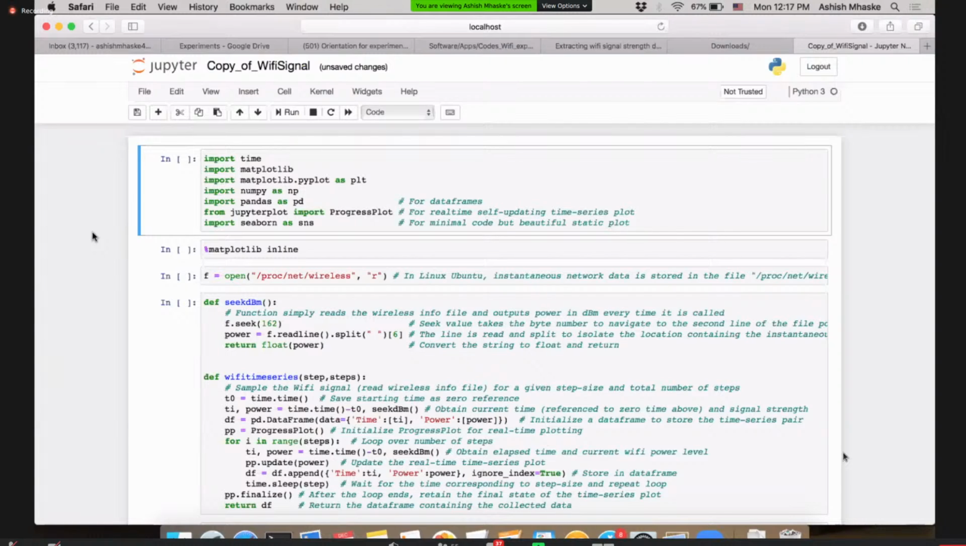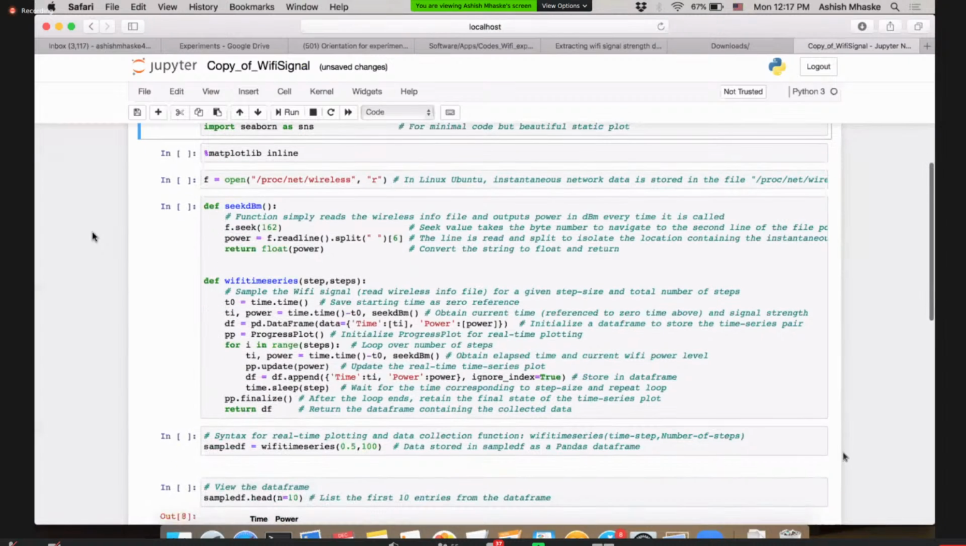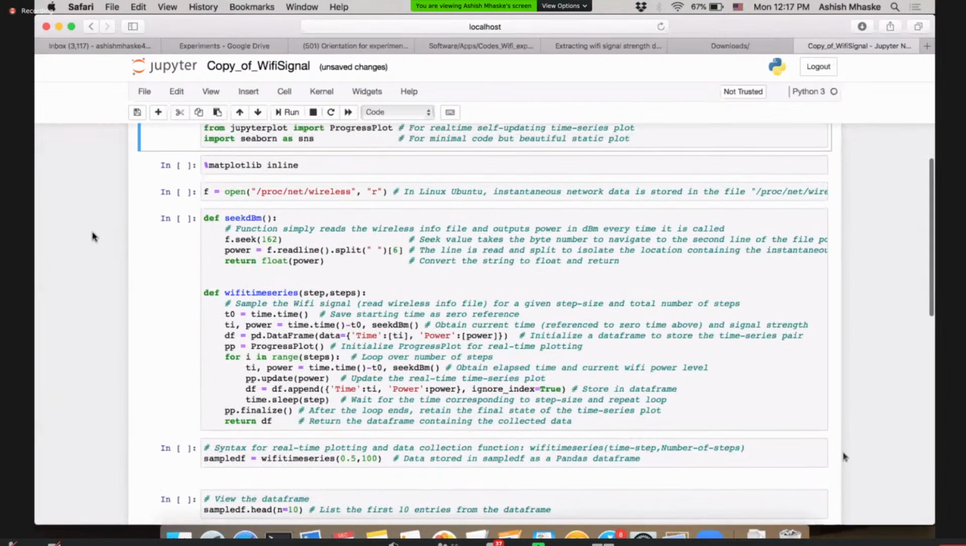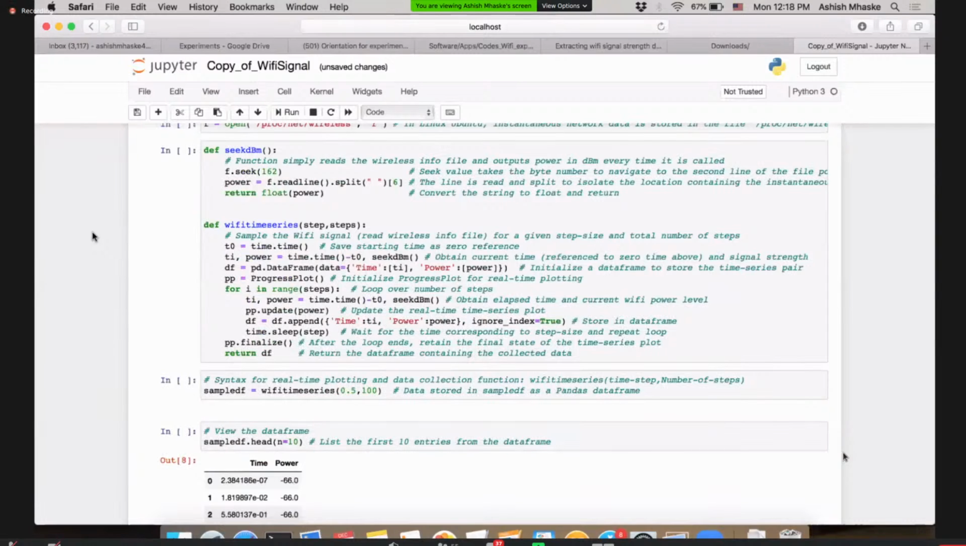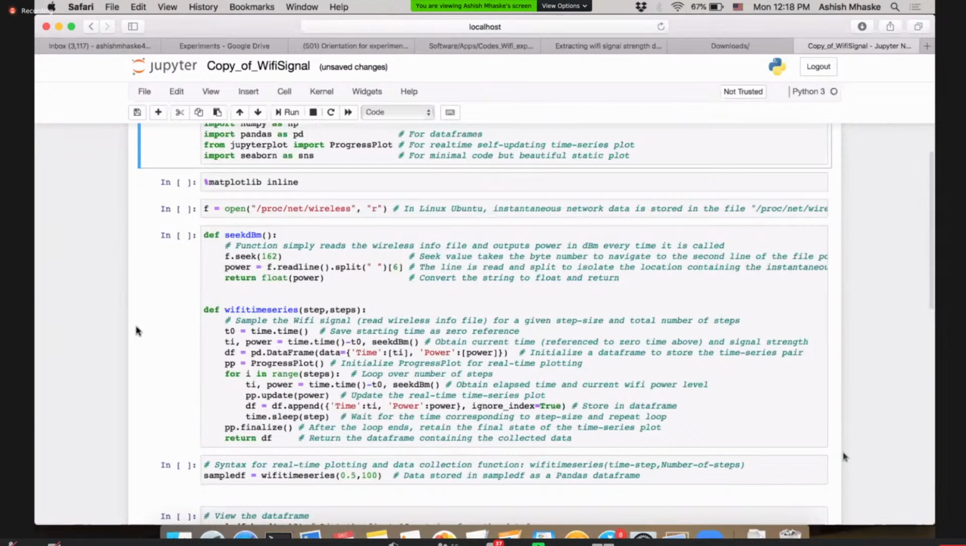I have written the code in the subsequent cells, which essentially read the file, and it has these functions which allow for the flexibility of choosing the sampling time and the length of the observation. That is what is done in, I think, cell 5, where you use this Wi-Fi time series and you specify the time step and the number of steps you want to take. And once you run that, in the next cell, can you scroll down further, Ashish?